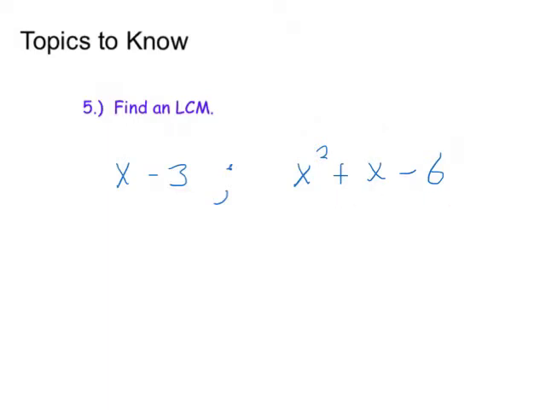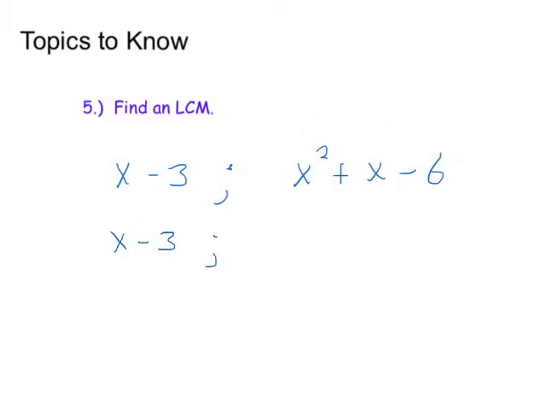Now, after you factor them, let's see. Will x - 3 factor? Well, it's to the first power, so probably not. But let's make sure, is there a GCF here, greatest common factor? And the answer is no. So it will not factor. So I'm just going to write down x - 3.